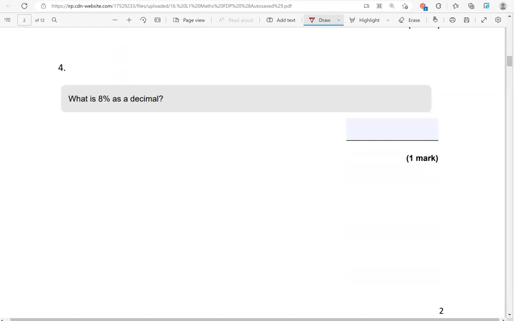What is 8% as a decimal? Again, 8%, that is like 8 pence. So 0.08.